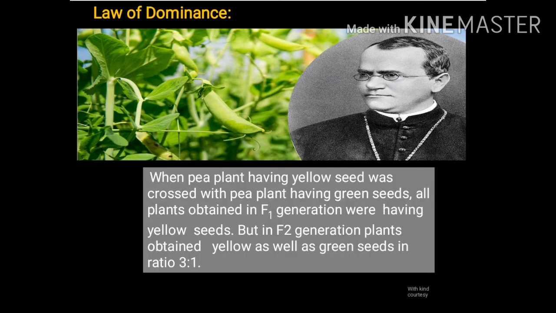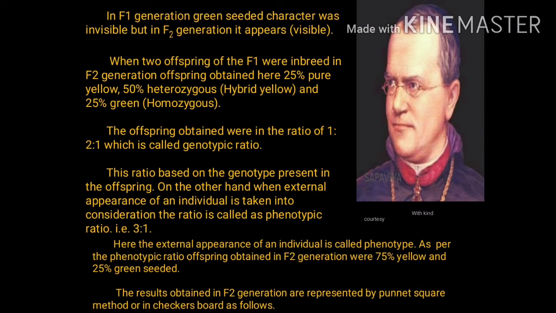For satisfying that law, Mendel selected a pea plant having a yellow seed and crossed it with a pea plant having a green seed. All plants obtained in the F1 generation had yellow seeds, but in the F2 generation, the plants obtained had yellow as well as green seeds, and the ratio is 3:1. In the F1 generation, the green character was invisible, but in the F2 generation it appears visible.